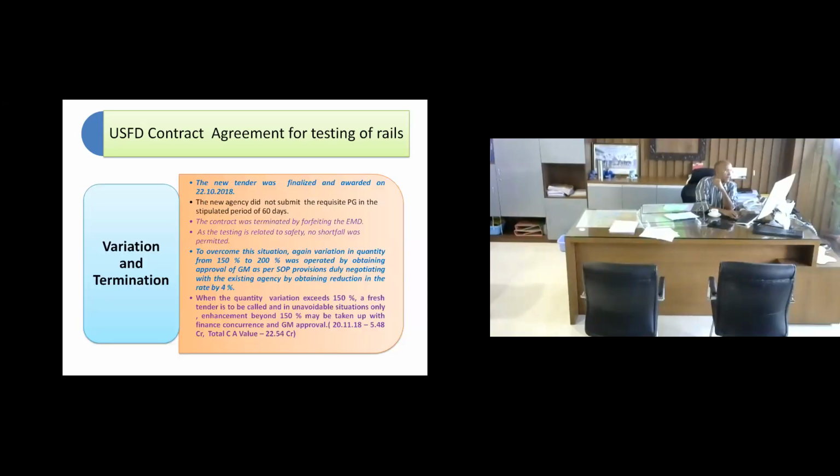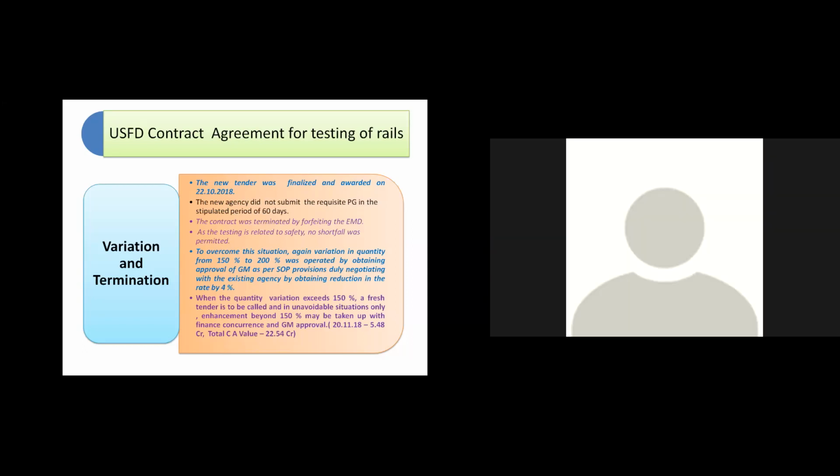In the meantime, we finalized another new tender because we were already approaching 140%. The agency was asked to submit PG. So on 22nd October, we decided the tender and they were asked to submit PG within 60 days. It so happened that the party did not come forward to submit the performance guarantee and we had to terminate the contract by forfeiting EMD.